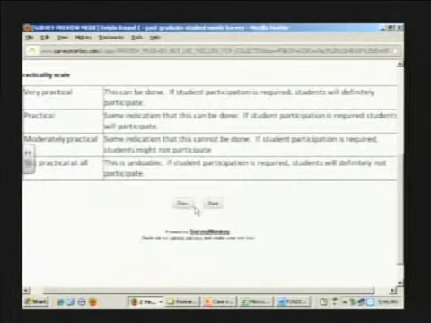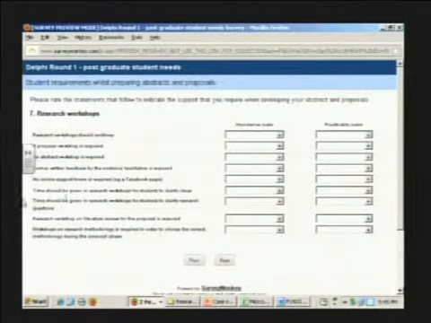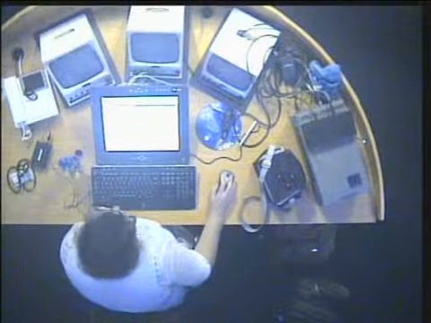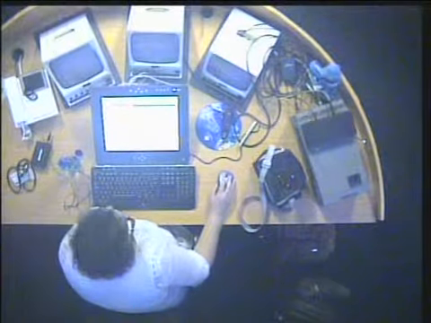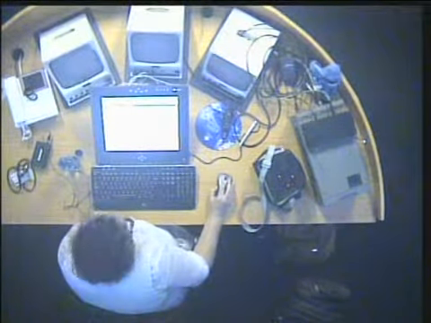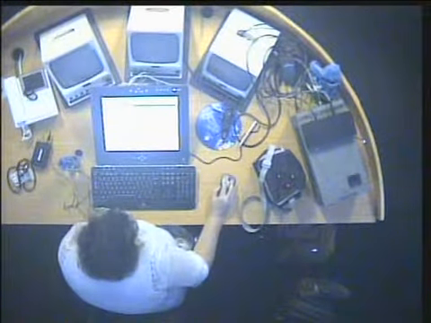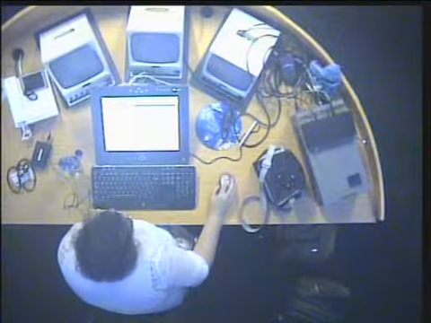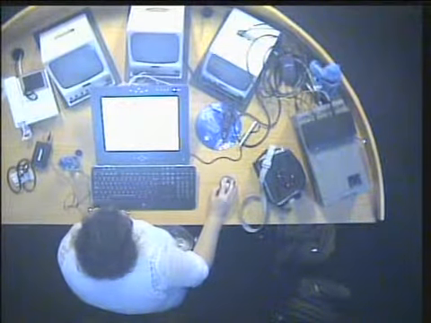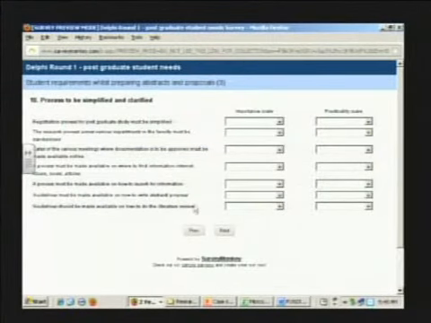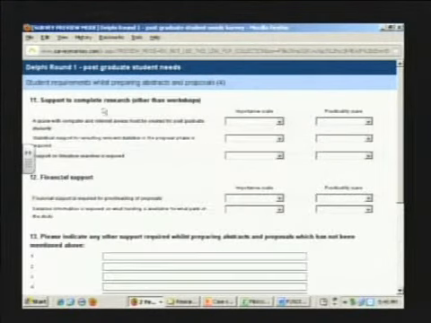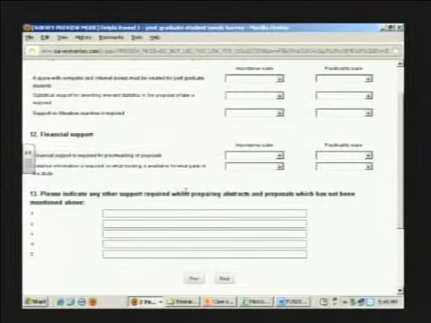Okay. All right. And then we then have student requirements whilst preparing abstracts and proposals. And then we have the things that you said we should do during the focus group. So that's the research workshops. Then there's one around the supervisors, the database of topics. The process must be simplified and clarified. And then support to complete your research other than workshops, and then financial support. And then you also have an opportunity here to enter anything that you think is missing.